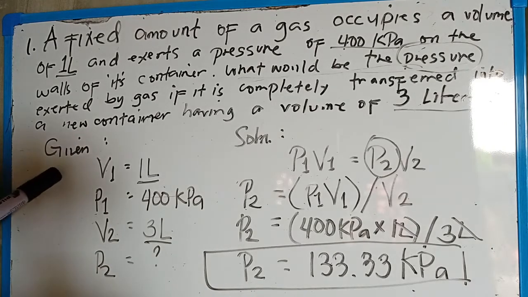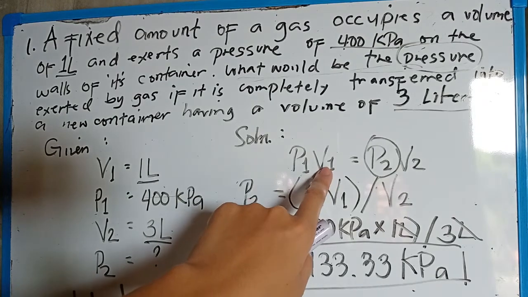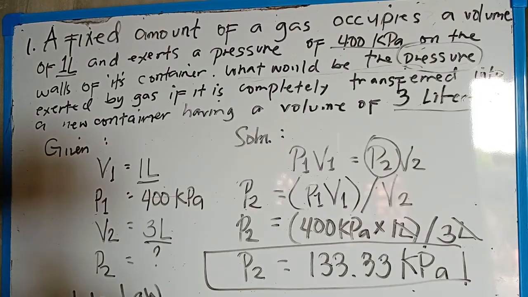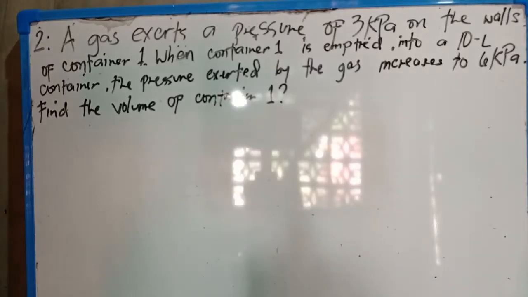As our given, our initial volume and pressure are present, and our final volume is also present. The only thing missing is our pressure. So this is an example of Boyle's law, because we use the formula for Boyle's law, which is P1 multiplied by V1 equals P2 multiplied by V2.